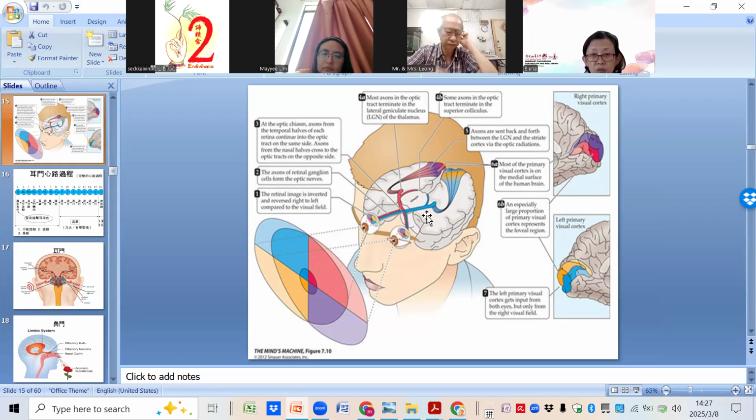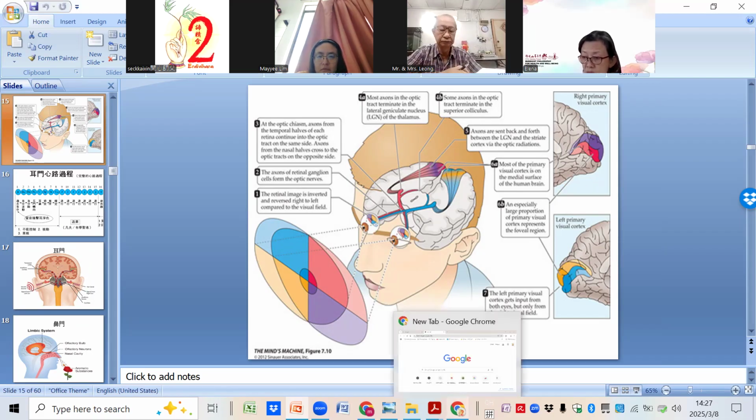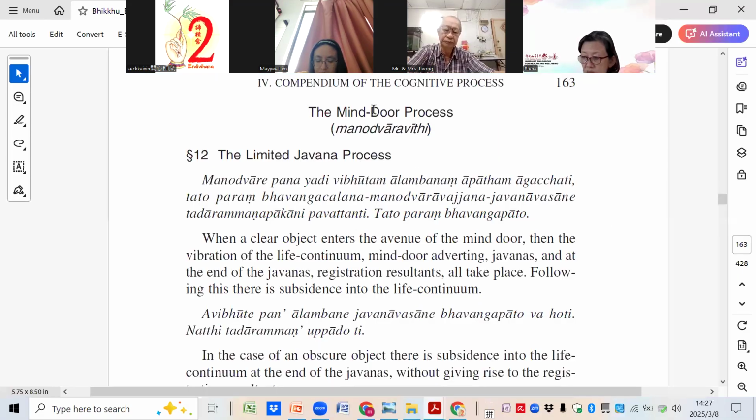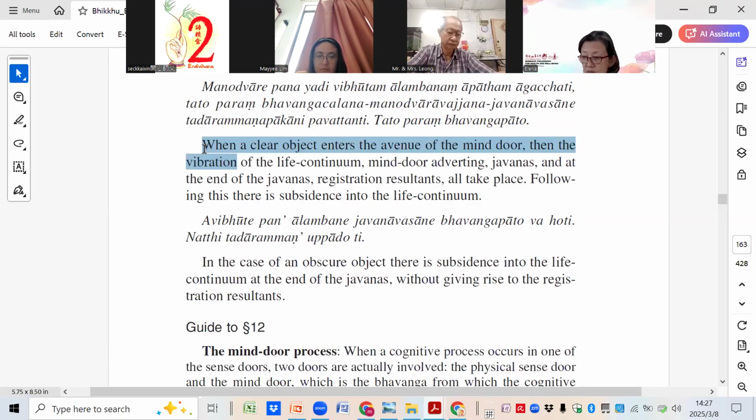Mind door process means that after the retina, our five doors have already reacted to the object. Now it will go through our mind door again. Just after the eye door, it will go to the mind door. Nowadays you can consider the brain as processing what you saw just now. If you try to understand it as regards our brain, that will be fine. Okay, Sally, can you please read the passage?